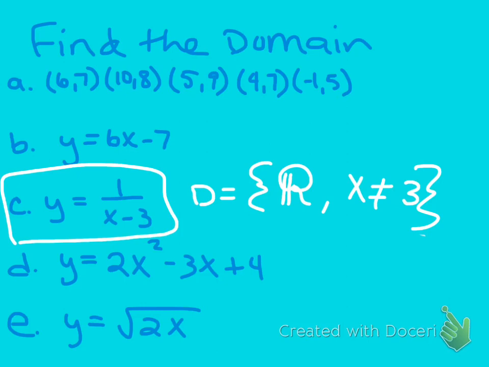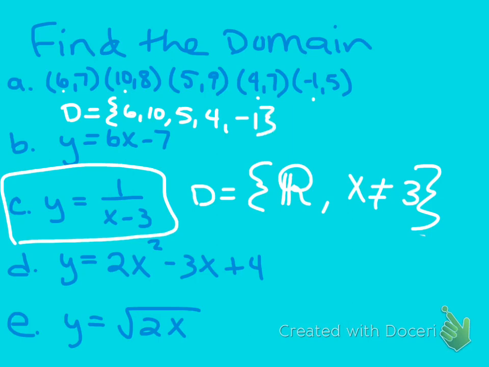Now, let's go back up to A. We said that the domain is all the x values, right? It's all the inputs. And so when you have a bunch of ordered pairs, the domain is just going to be all the x values. 6 and 10, and 5, and 4, negative 1.